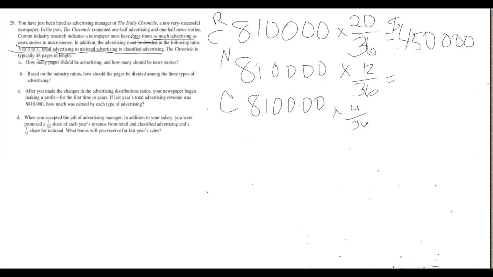So national is 270,000. And then classified was 90,000.